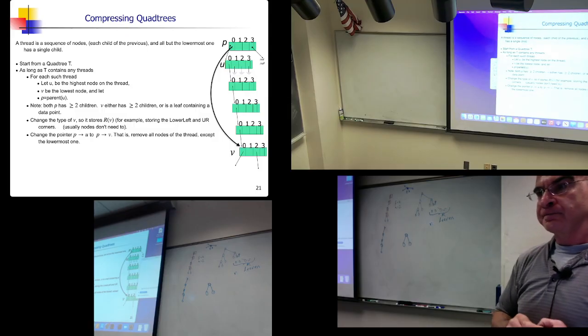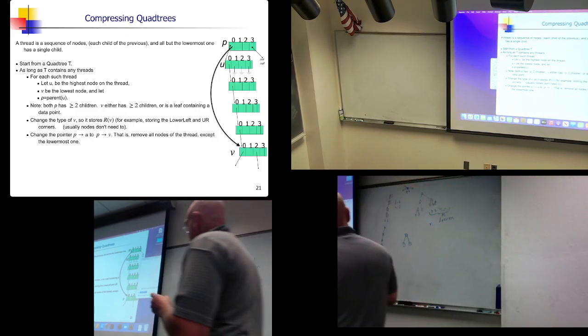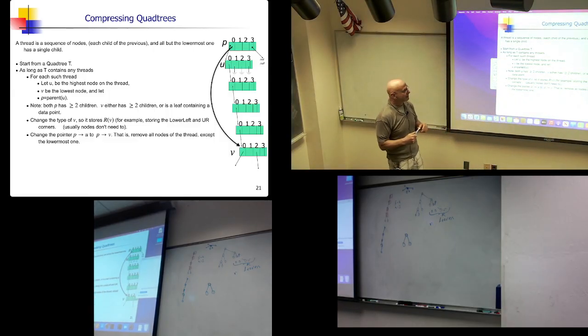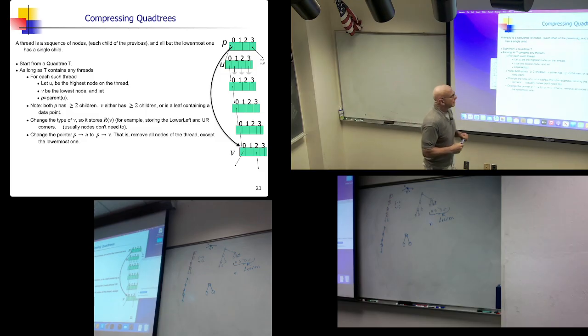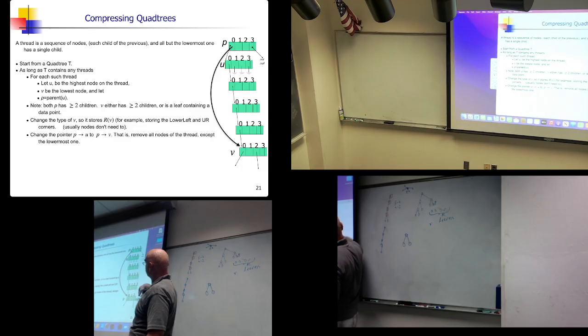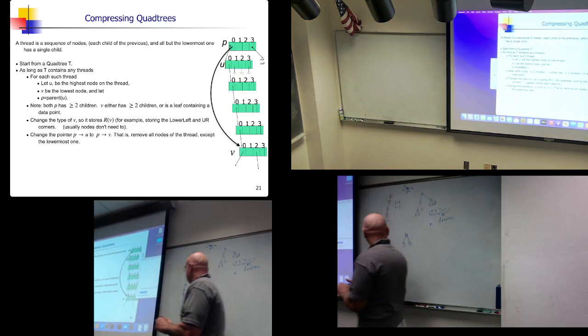Compressed quadtrees. People that took 45 with me might recognize the idea, because we did something similar for suffix trees. So what happens here? We created a quadtree for a set of points. And in my quadtree, we all remember this example.